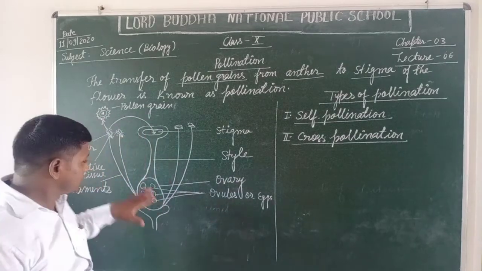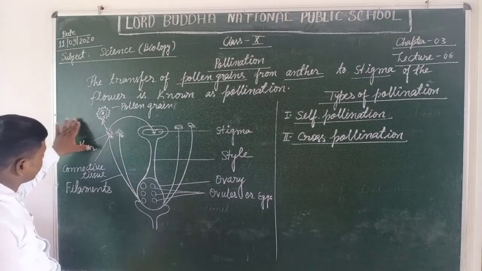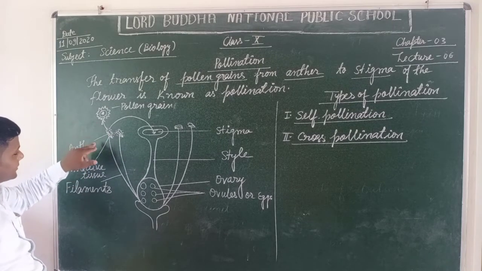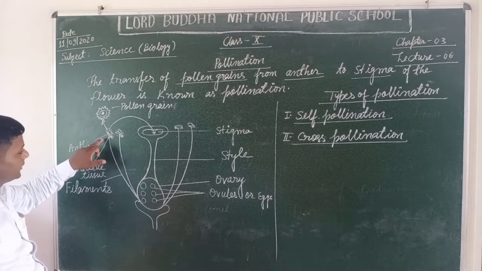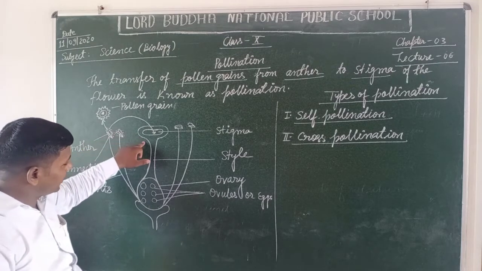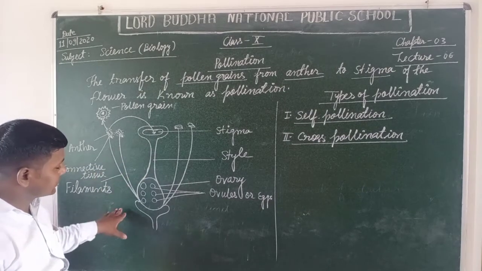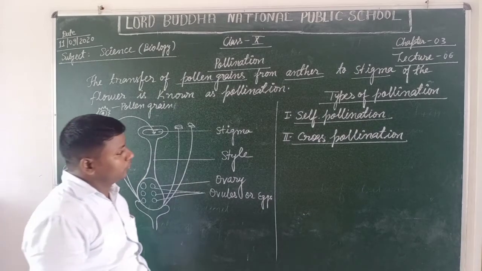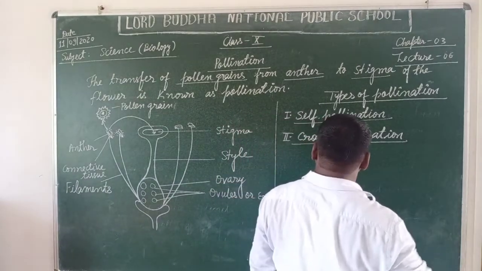Once again, students, to be clear: when the pollen grains from the anther are transferred to the stigma of the same flower, this is called self-pollination. Whereas, what is cross-pollination?